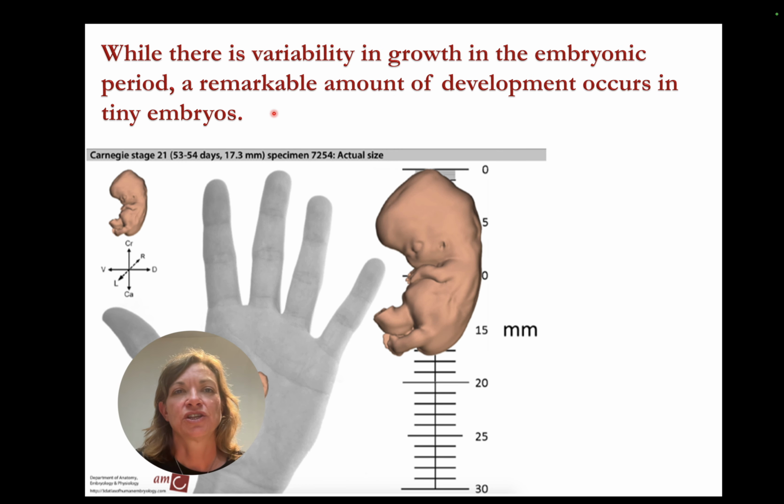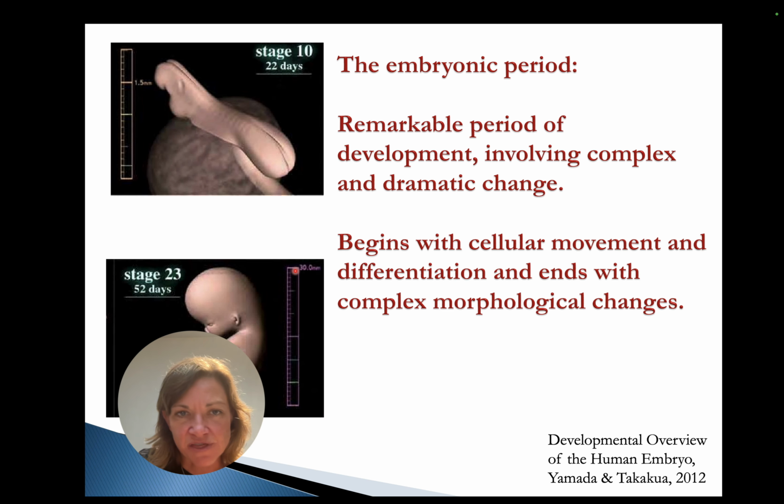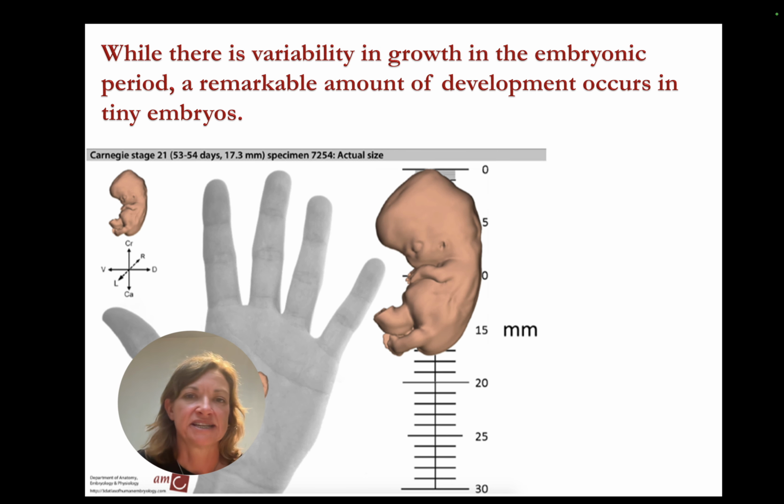So there is variability in growth in the embryonic period. So this baby is 53 to 54 days. It's about 15 to 17 millimeters from crown to rump. That's how they're measured. This baby's 30 millimeters crown to rump at 52 days. So there's some variability in growth. But what's remarkable is the amount of development that occurs in teeny tiny embryos. So that is the size, roughly, of a baby in your hand that's 54 days old.